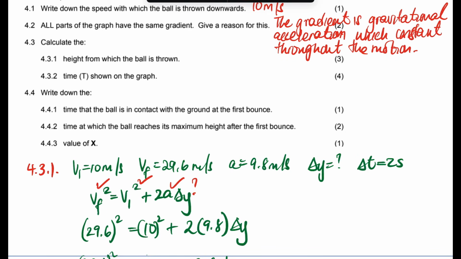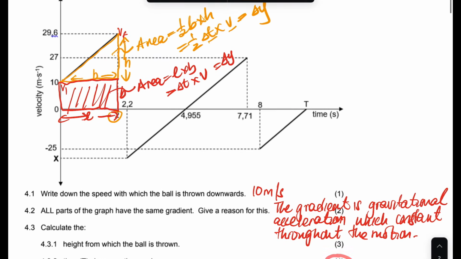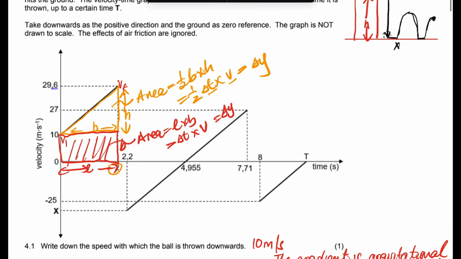Guys, quickly, let's go to the next question. 4.3.2, it says calculate the time t. It's 4 marks. The time t, guys, is the whole time for the motion. The whole time for the motion, as we know, from there to there, it took 8 seconds. But the only time that we do not know is this time.